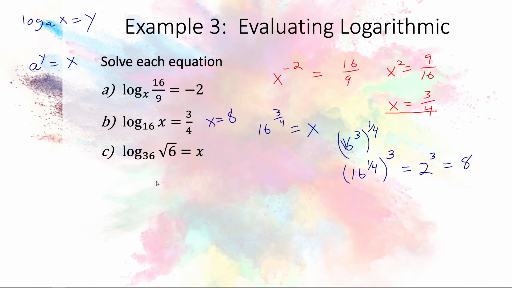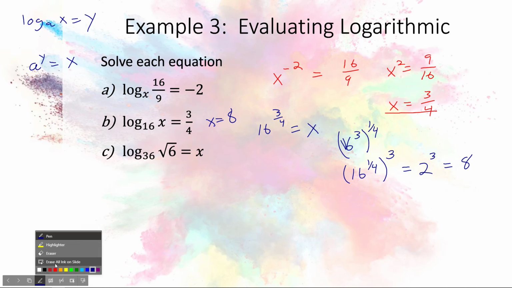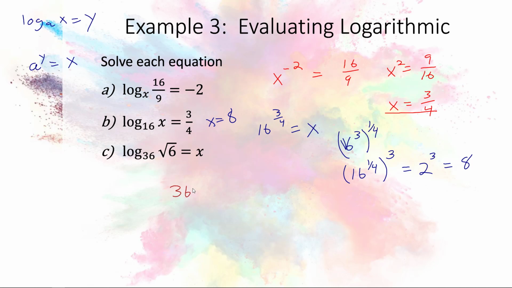And then finally, we have log base 36 of the square root of 6 must be equal to x. How in the world could we deal with this? Well, writing this using the equivalent equation, we will have that 36 raised to the x power must be equal to the square root of 6. Okay, well, we can write the square root of 6 as 6 to the 1/2 power. We can write 36 as 6 squared. So now we have a common base.